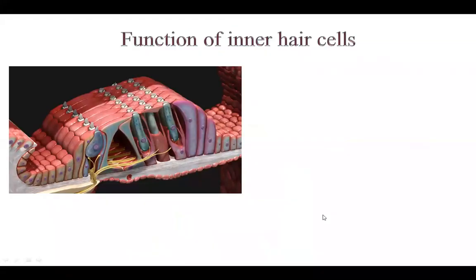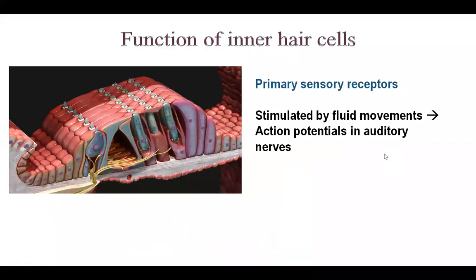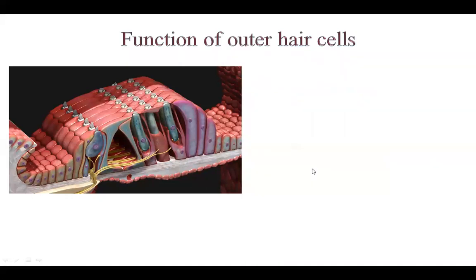Now, the function of inner hair cells is that they are the primary sensory receptors. So this is the place where energy transduction occurs, meaning mechanical energy gets converted into electrical energy, and this occurs because of the stimulation by the fluid movements, which causes generation of action potential in these auditory nerves.